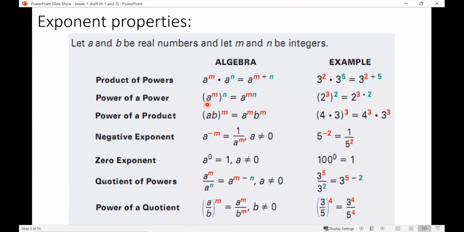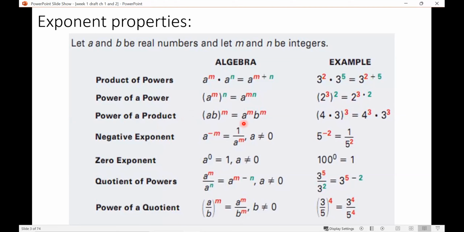The power of a power rule is where if we raise something to a power and then raise it to a power again, we're just going to multiply those 2 powers. This is because, let's say we're raising 2 to the 3rd squared. Well, that means 2 to the 3rd times 2 to the 3rd. So that's going to be 2 to the 6th.